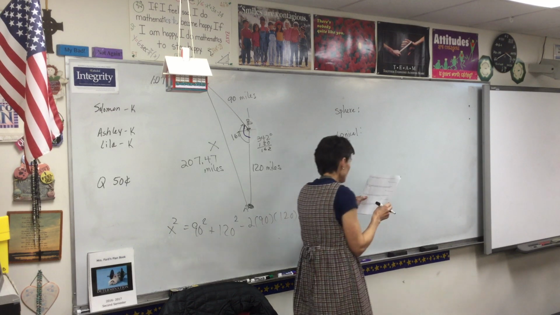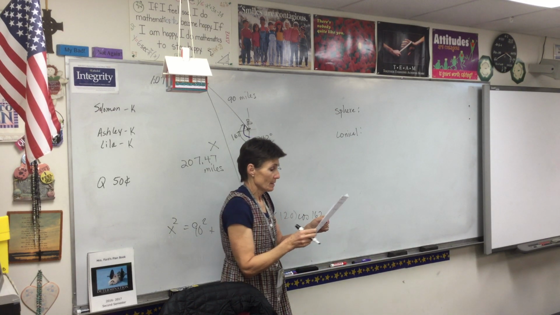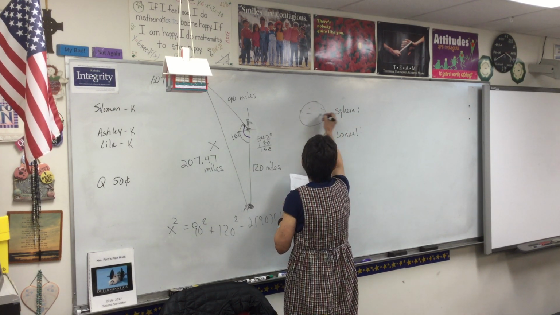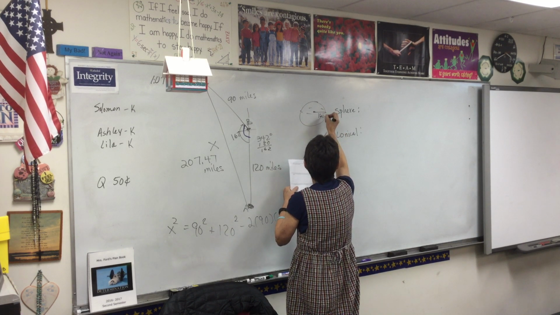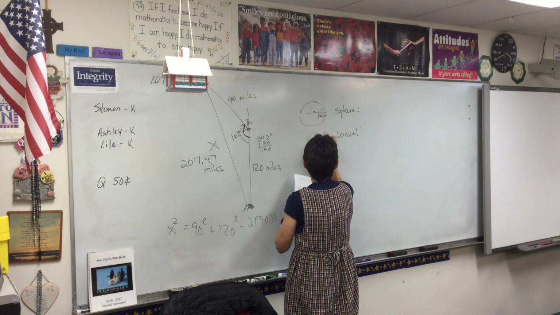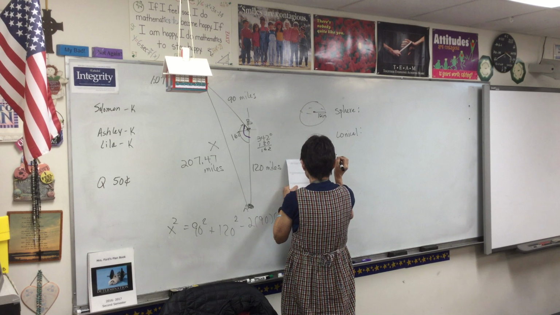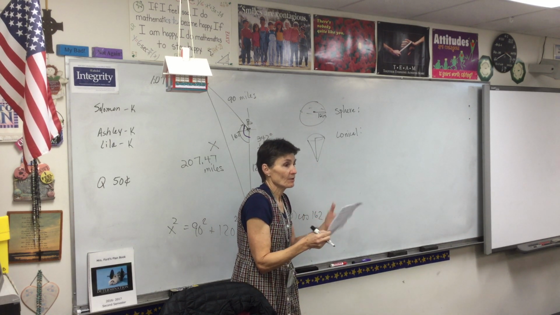Okay, now I have a spherical tank and I have a conical tank. And I want to know which one holds more. So my sphere has a radius of 16 inches, and my cone has a radius, oh shoot. Why am I saying oh shoot? They're not the same. They're not the same.